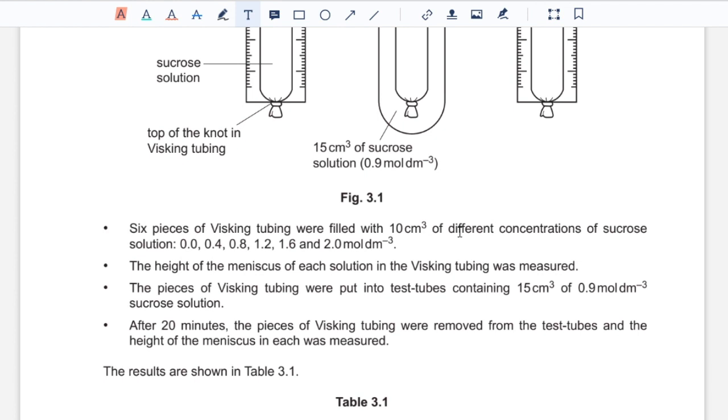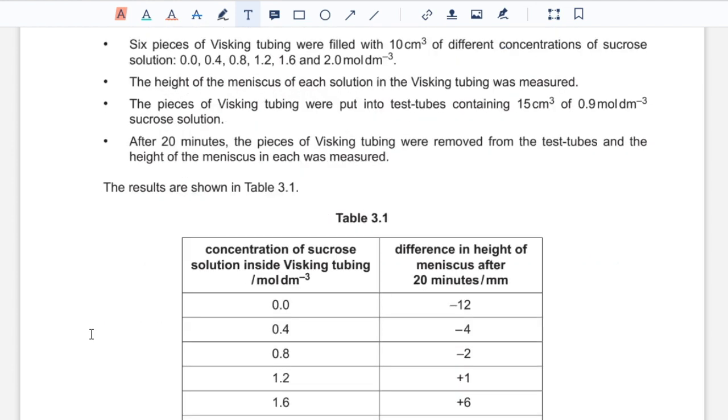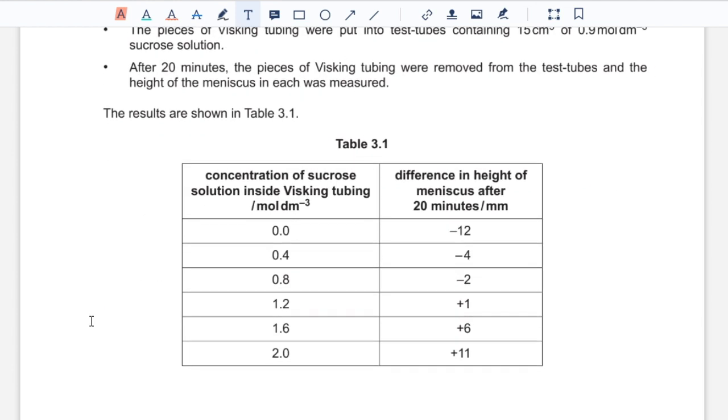The pieces of Visking tubing were put into test tubes containing 15 cm³ of 0.9 mol per dm³ of sucrose solution. So you're changing the concentration of sucrose inside the tubing, and the concentration of the sucrose solution that surrounds the Visking tubing remains the same. After 20 minutes, the pieces of Visking tubing were removed from the test tubes, and the height of the meniscus in each was measured. You've got the results in table 3.1.